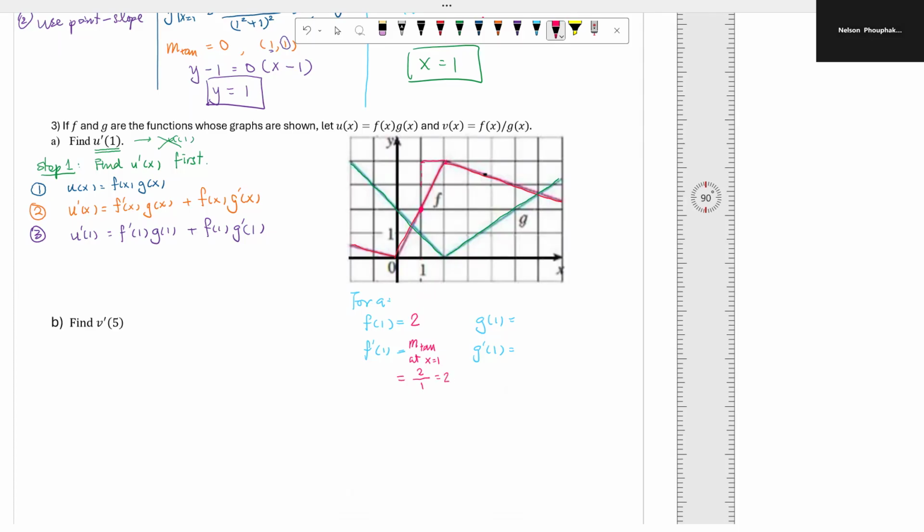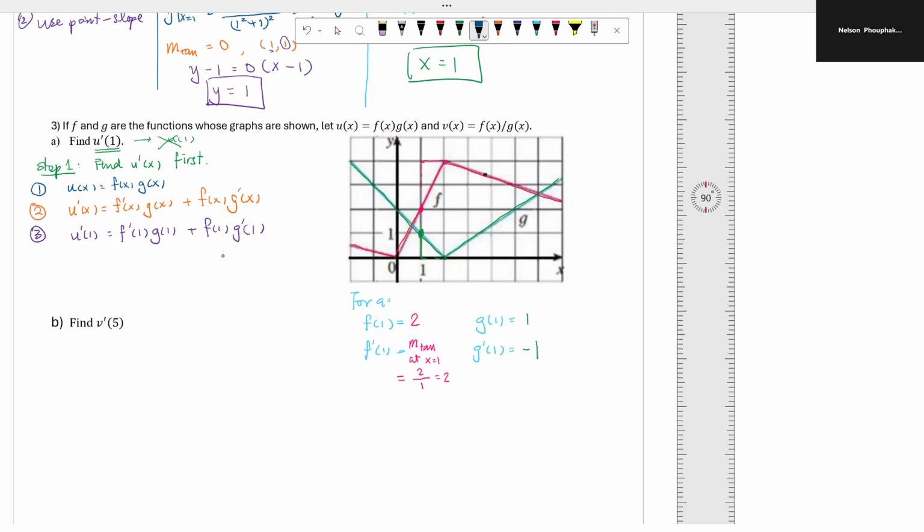Okay. And then how about my g of 1? So again, this is the g function here. When x equal to 1, the output is equal to 1. So g of 1 is equal to 1. Okay. And now we're looking for the slope of this straight line here. Again, from this point to this point, we go down by 1 unit and 1 by 1. So therefore, in this case, g prime of 1 is negative 1. Okay.